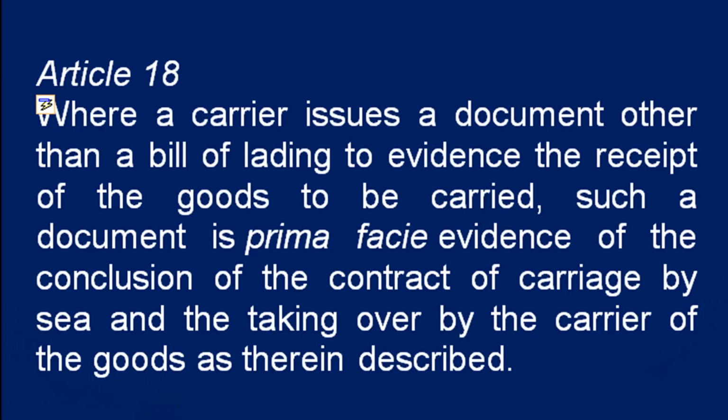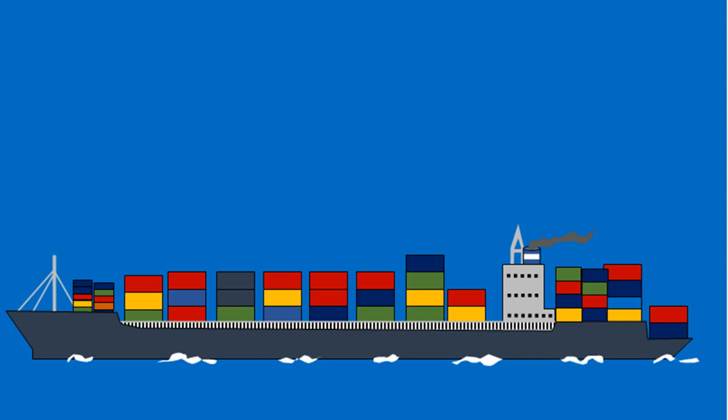Article 18 says, where a carrier issues a document other than a bills of lading to evidence the receipt of goods to be carried, such a document is prima facie evidence of the conclusion of the contract of carriage by sea and the taking over by the carrier of the goods as therein stated. Under the Hague-Visby Rules, the definition of contract of carriage validates such similar documents of title insofar as such a document relates to the carriage of goods by water, including the document of title issued pursuant to a charter party.